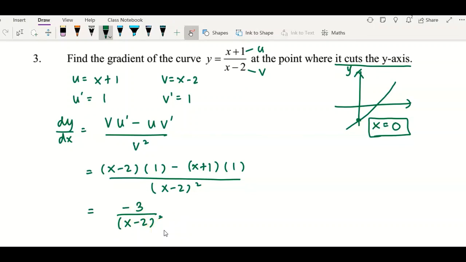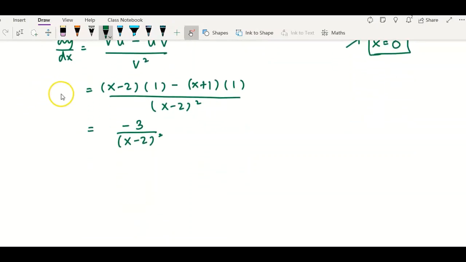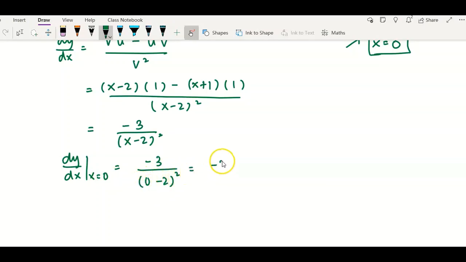And I'm going to get the gradient of the curve at the point x equals 0. So I substitute x equals 0 into my dy dx so that I can get the gradient. I got my negative 3 over 0 minus 2 squared. You get negative 3 on top, and down here you get 4. So finally, we will get negative 3 over 4. That will be the gradient at the point x equals 0.